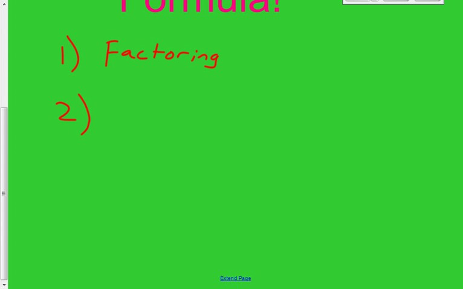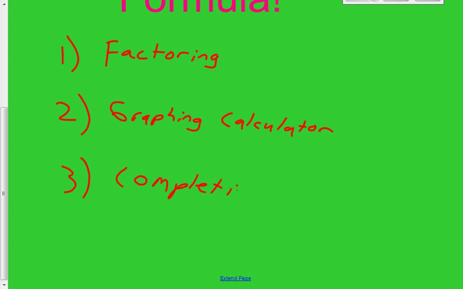Another way that we learned is by using our graphing calculator. That was way number 2. Also a great way to solve for x, or to find the roots or the zeros of our function. The third way we learned yesterday was completing the square. Completing the square is a little bit more time consuming, as you found out yesterday. You're going to find that for tomorrow's lesson.